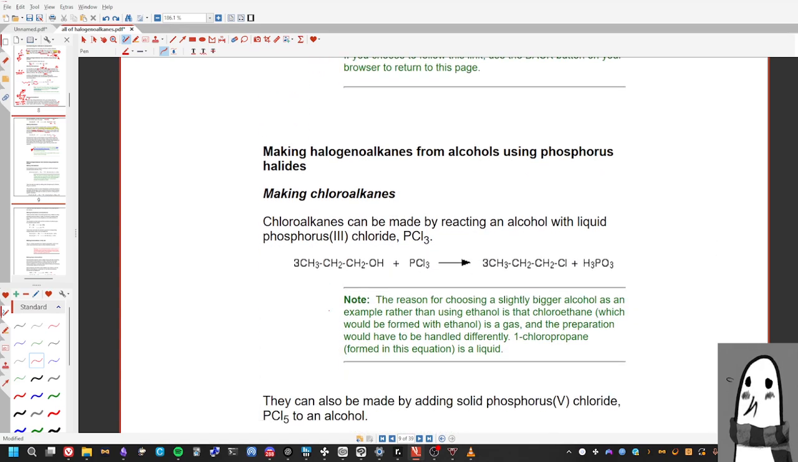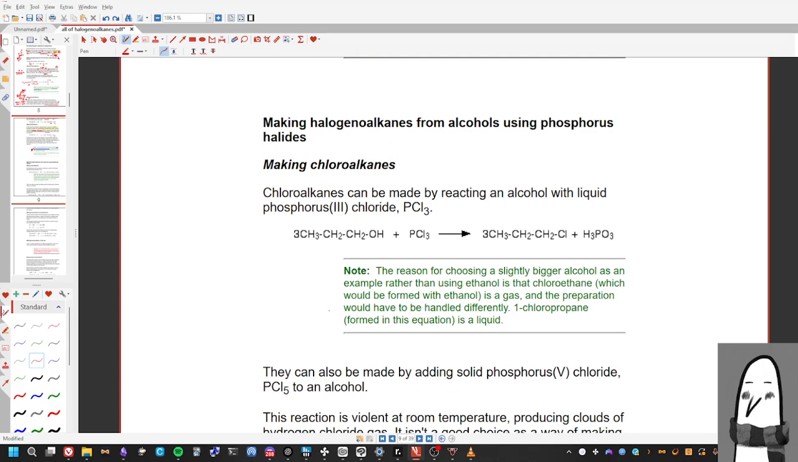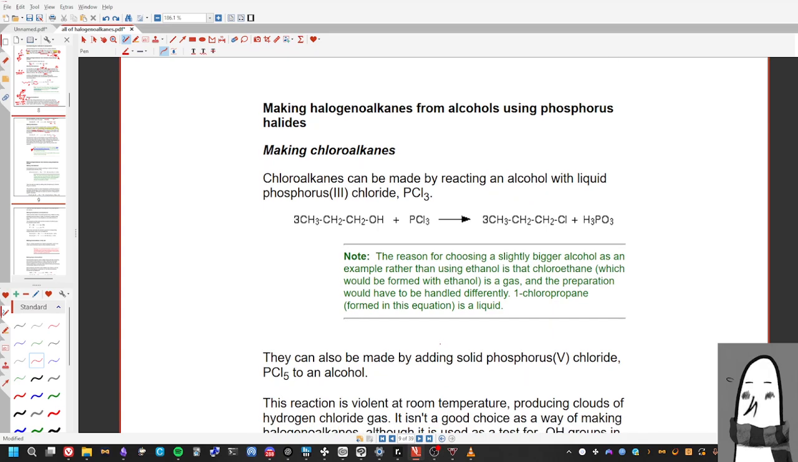Okay, so now you're making halogenoalkanes from alcohols using phosphorus halides. Let's go through this. So you're making halogenoalkanes from alcohols using phosphorus. You're still making it from the OH group of that alcohol chain, but now instead of using your hydrogen halides, now you're using phosphorus halides. Okay, that's going to be your PCl3, right?